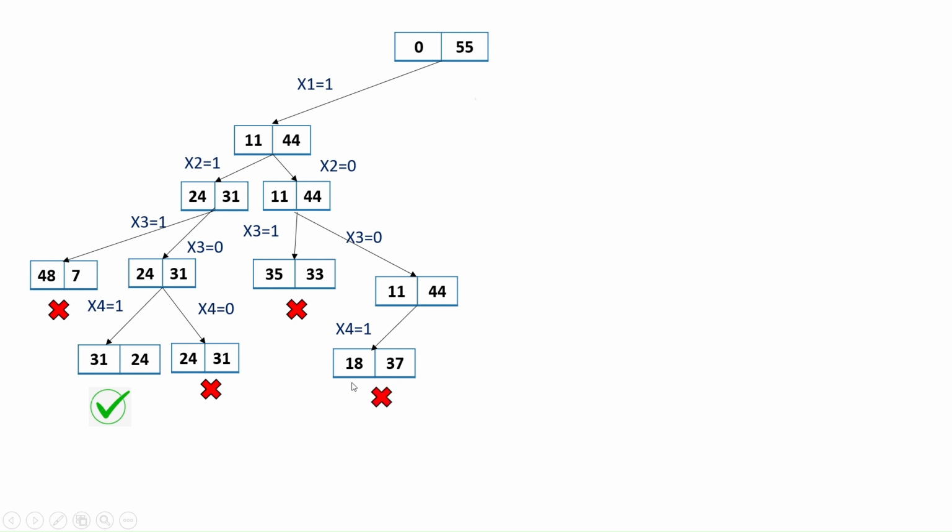Then we go to x4 equals 0. At x4 equals 0, the x3 is constant. So here it comes 11. The sum is 11, and 31 is greater than 11. So this is also not the solution. Then we go to x1 equals 0. At x1 equals 0, the values 0 and 55 remain constant.